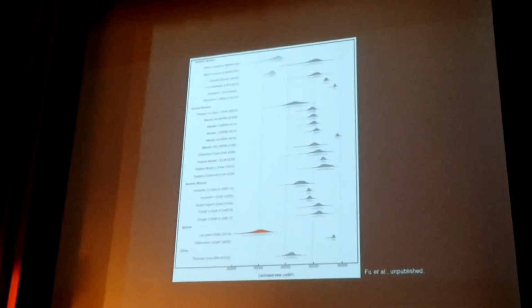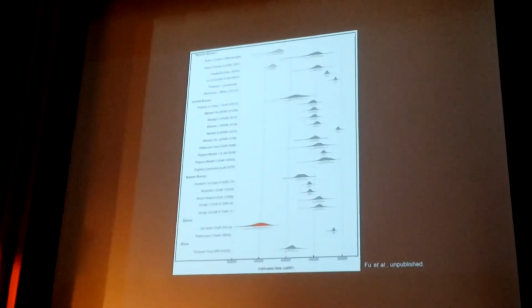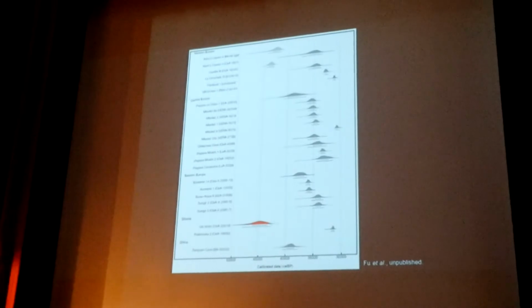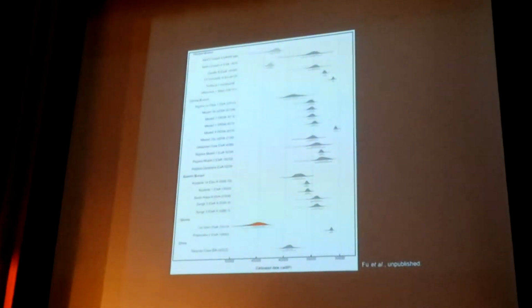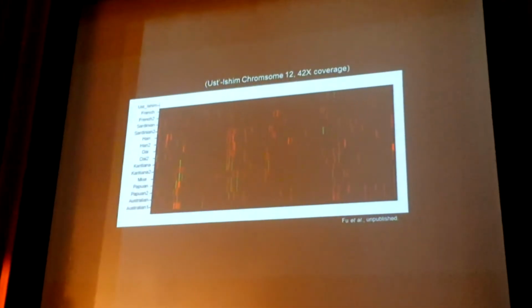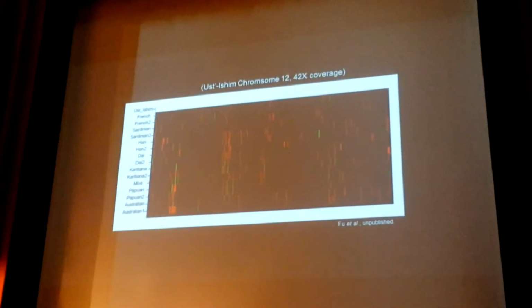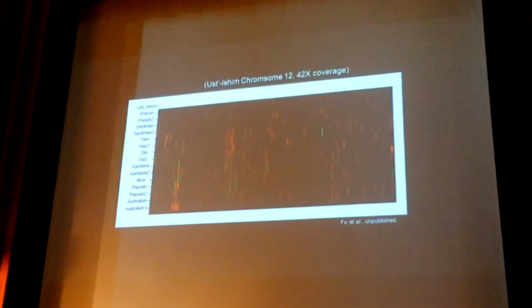So now we can, and this is an unpublished part of what I'm telling you, look for the first time in an early modern human that lived at this time and ask, did this individual meet and breed with Neanderthals or not?